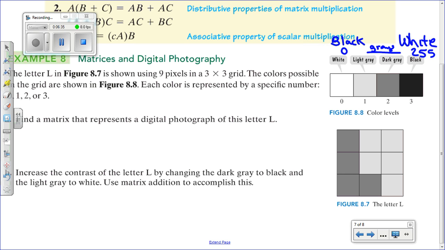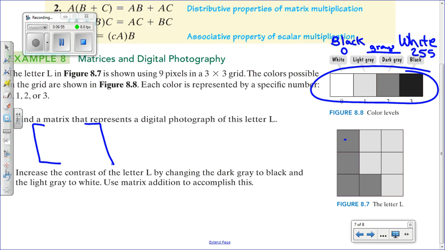So for this one, we're going to use this particular scale where 0 is white, 1 is light gray, 2 is dark gray, and 3 is black. I know your copy might look like this is either black or dark gray, but it is dark gray, okay? So if I want to write down a matrix that represents each pixel, first of all, what are the dimensions or the order of this matrix? 3 by 3, very good.